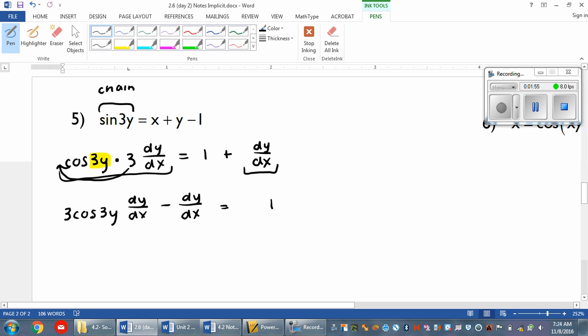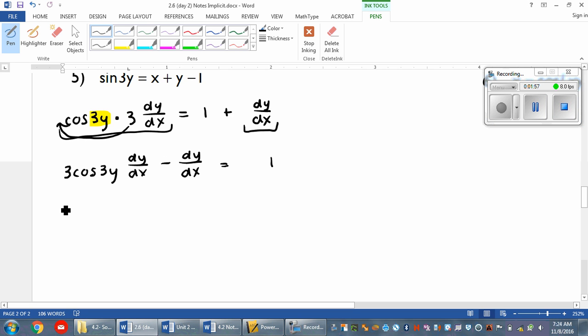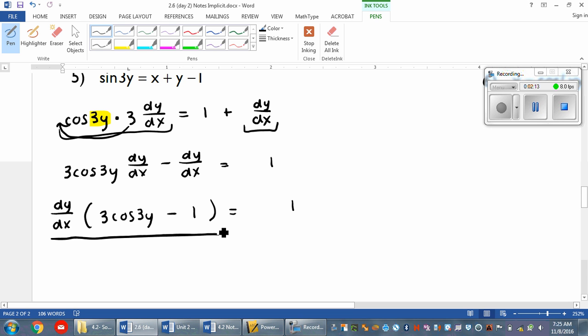All right, to start solving for dy over dx, you're going to factor it out. And I am left with 3 cosine of 3y minus, don't forget, if I took out dy over dx, I'm left with minus 1, is equal to 1. Last up, solve it. So you're going to divide by 3 cosine of 3y minus 1, and whatever you do to the left, you do to the right.